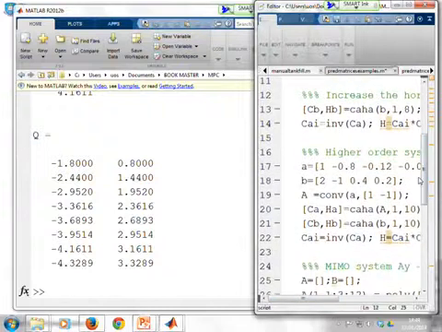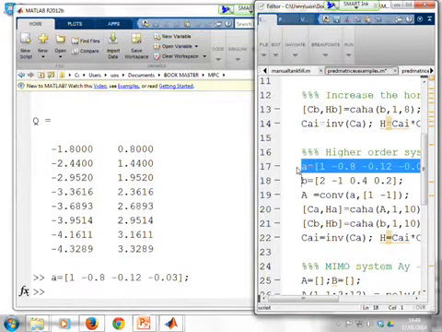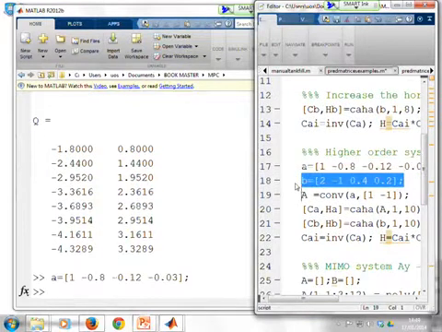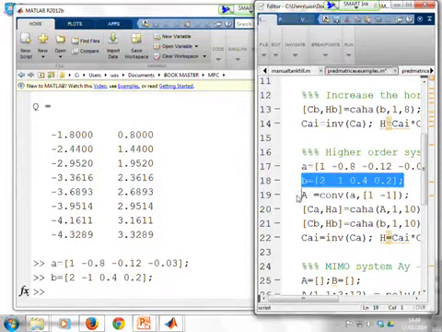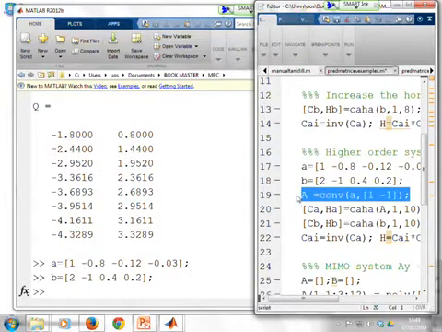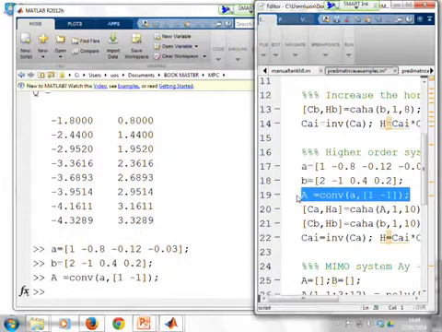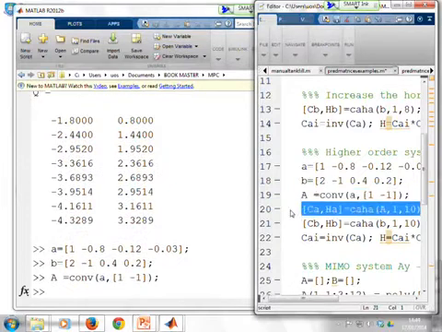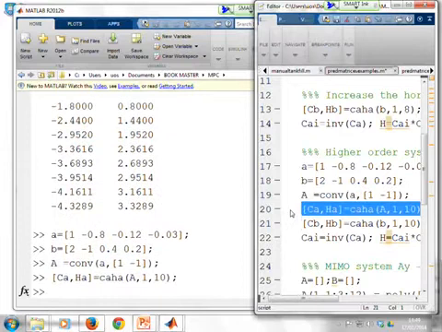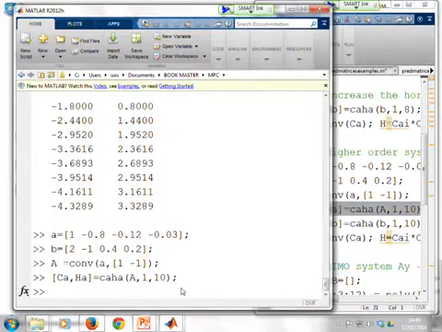What if I had a higher order system? So here I've got an A, which is a bit bigger, you can see it's a lot longer. A B, which is a bit bigger, but you'll see exactly the same command. I first multiply the A by 1 minus delta to get capital A, exactly the same code as before. I find the CA, HA matrices exactly the same as before. Here I've used a horizon of 10.